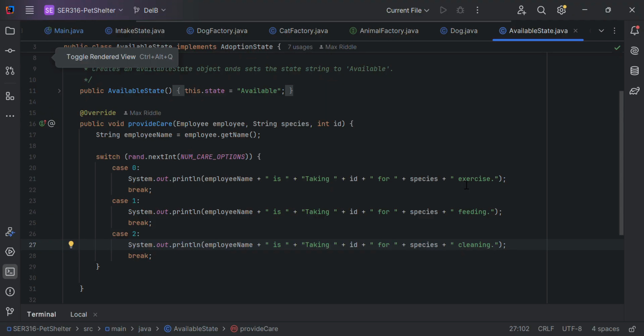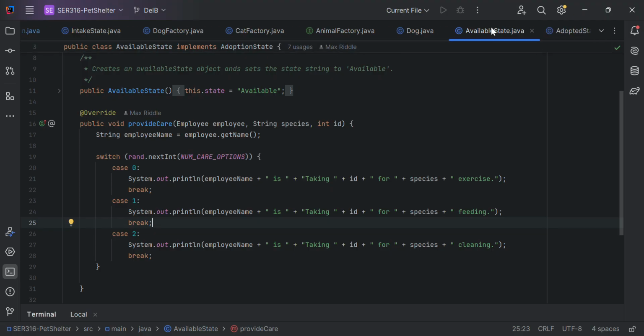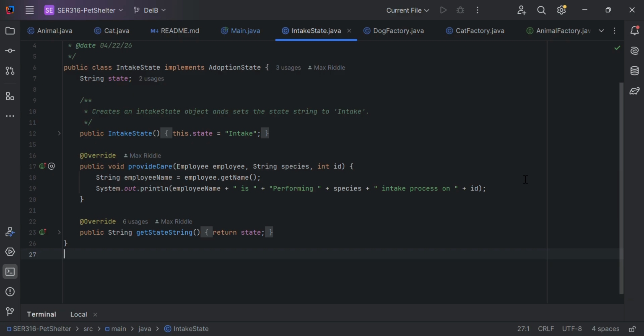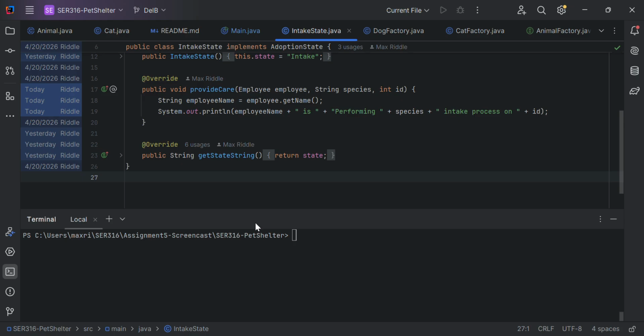So for example here, this available state, which means that the animal is available for adoption, gets basic care such as feeding, cleaning, or exercise, and the adopted state, of course, rejects care because the animal is adopted and cannot be taken care of, and the intake state processes the animal and gets it ready for that available state that it will next be in. So that is how my two design patterns work together, and that should have been enough time for this Gradle build to run.